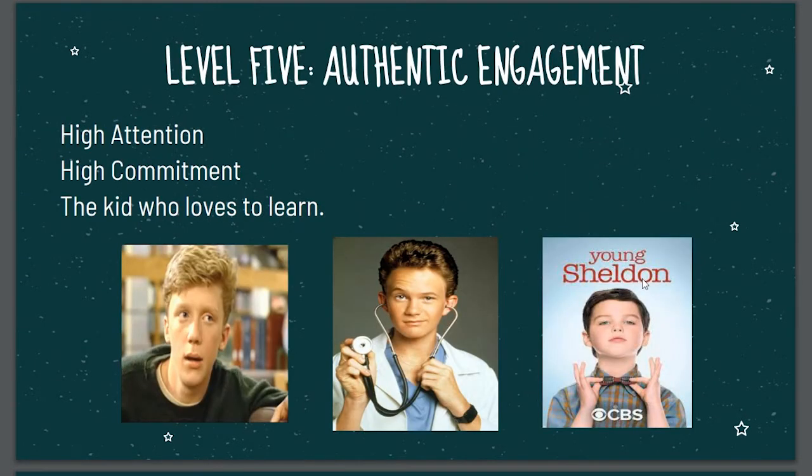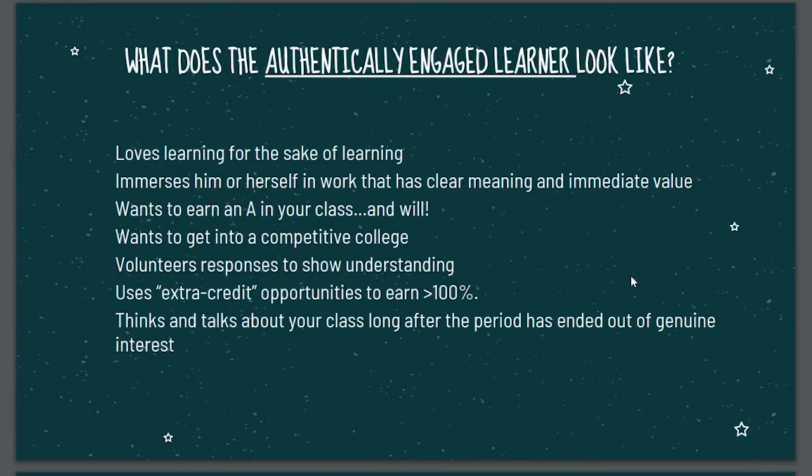All right, then our final category, which is what we would love to see happen in the classroom, is what we refer to as authentic engagement. That's an individual that has very high attention, high commitment, the kid who loves to learn. And what that looks like, of course, in the classroom is they love just to learn for the sake of learning.